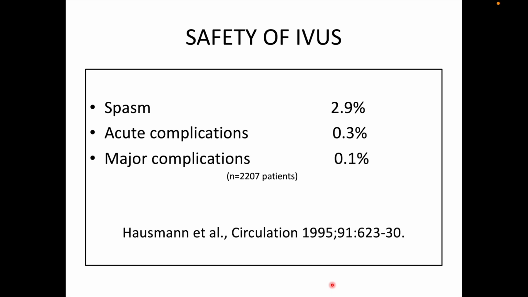So IVUS is very safe. Spasm occurs in 2.9%, so it's recommended that you give nitrates before doing an IVUS study, and that spasm issue is gone. Acute complications, major complications, I think it's very rare to see anything with it. What you must not do is push the IVUS catheter into the critical lesion if it's not going in. If it's not going in, it's not going in. Then you need to pre-dilate the lesion, and then you can do the sizing and everything with the IVUS. But don't force it into the lesion if it's very critical and not allowing IVUS.